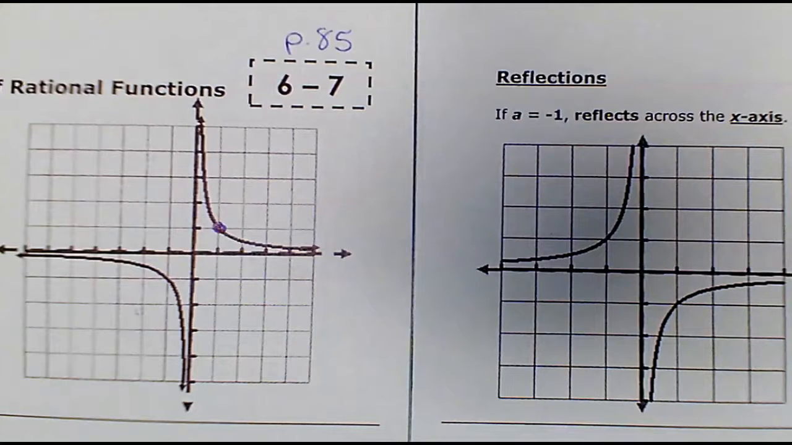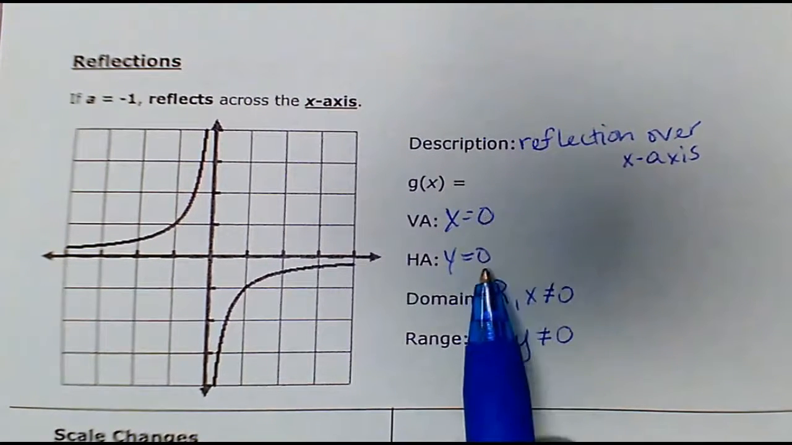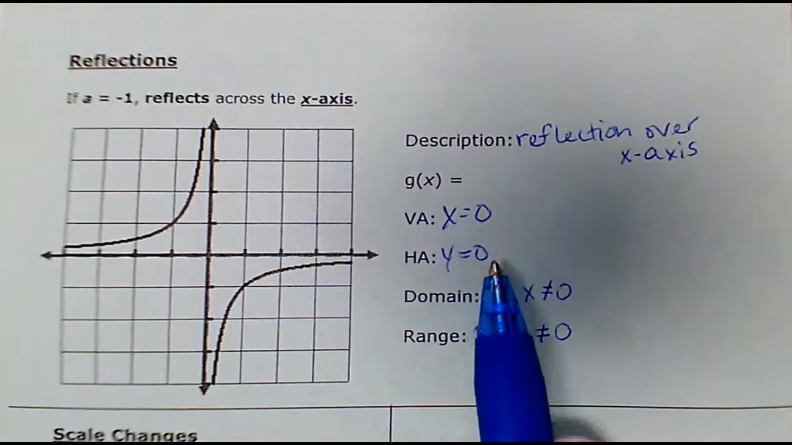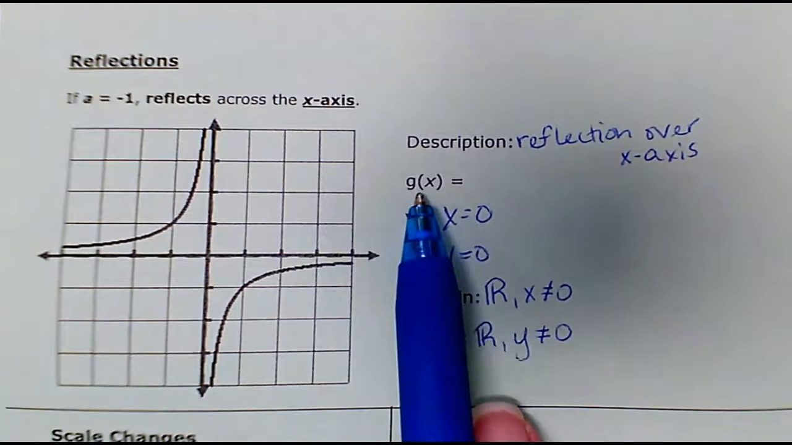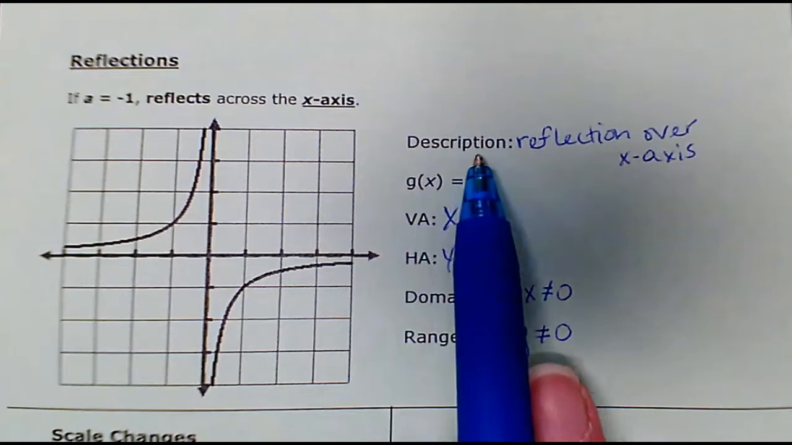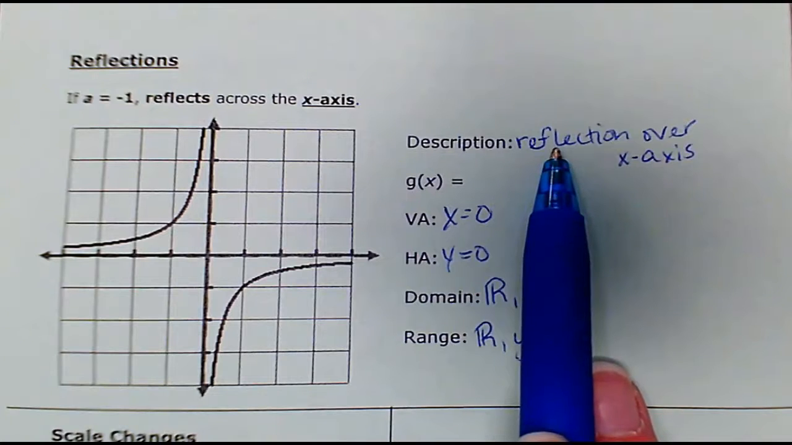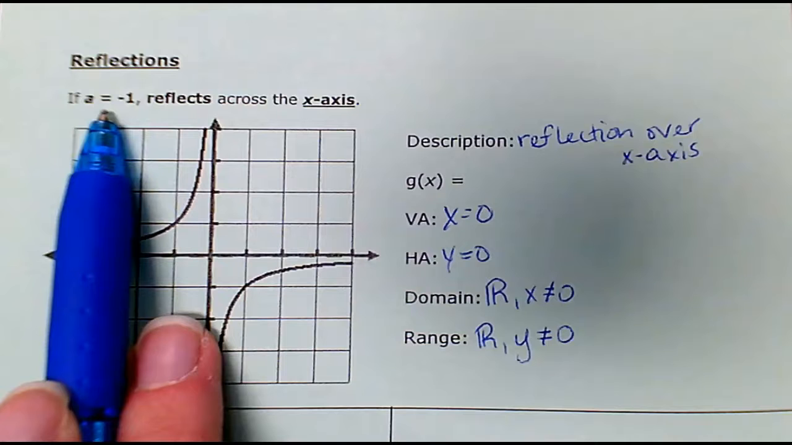Yes, ma'am? Can you have a g of x if everything's 0? Can you have a g of x? Yes, because this is a good example. Both of the asymptotes occur at 0. X equals 0, y equals 0. The domain has all real numbers except those values can't be 0. So we have that situation here, but the g of x is the function that's been translated from the parent function. So what's the description of the transformation that happened? It's a reflection over the x-axis. So the only thing that changes is the a value of -1.